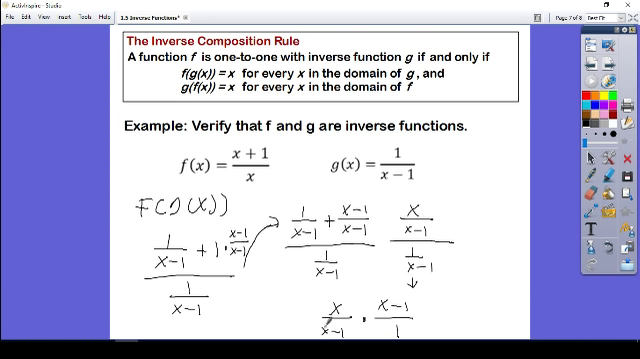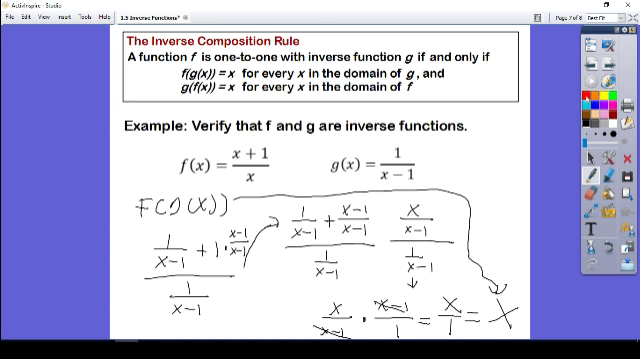The x minus 1's cancel out. This becomes x over 1. So f of g of x is equal to x. So the functions are inverses of each other. Now, I want you to try g of f of x by yourselves.